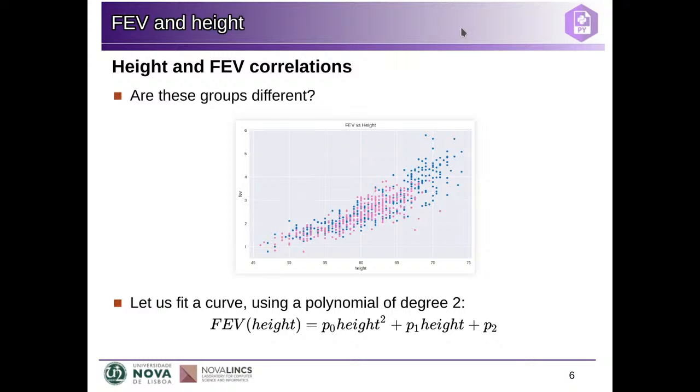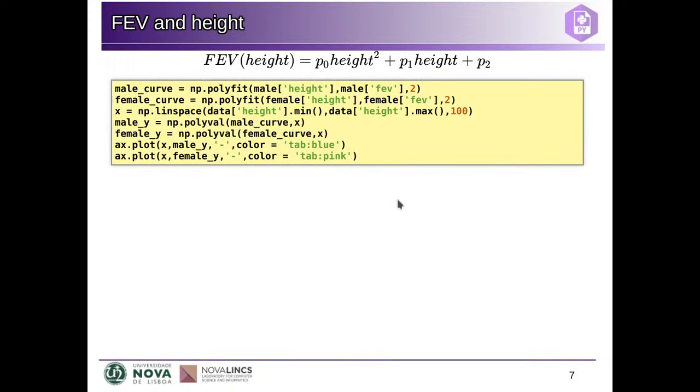And we're going to fit one polynomial to each of these clouds, the boys and the girls. So the way we can do this is to use this polyfit function from NumPy, and we just give the degree of the polynomial, the x values and the y values, and this will give us the parameters, the P0, P1 and P2 that we have here. So we have the parameters for the polynomial for the boys and the parameters for the girls, and so we have these two polynomial curves.